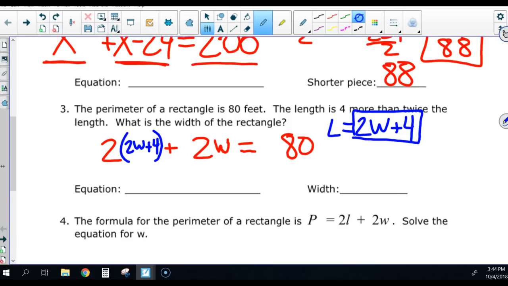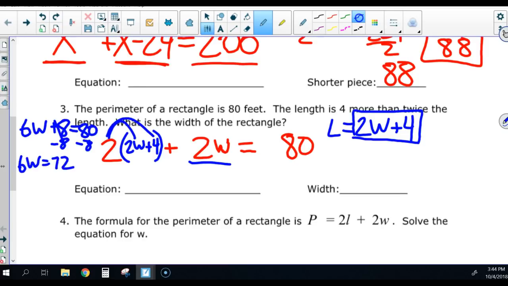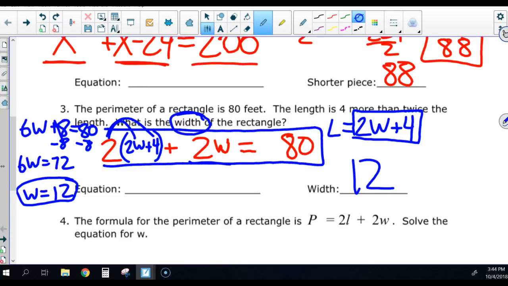Use numerical solve or combine like terms. I have 4W. I'm going to go ahead and combine that with the 2 other W's and give me 6W plus 8 equals 80. Minus 8 to both sides, and we have 6W equals 72, which means W equals 12. They are wanting the width, so 12. There's my equation there, by the way. Kind of got jumbled in there.